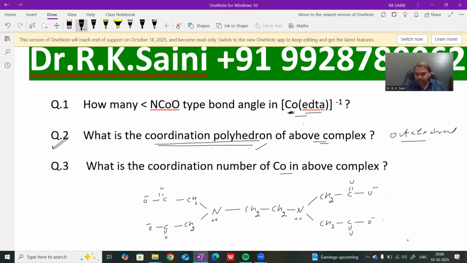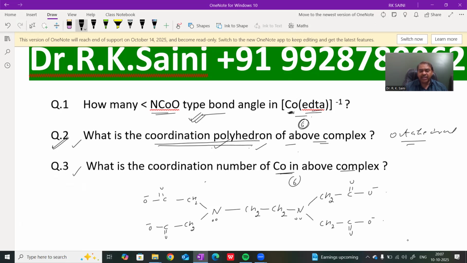What is the coordination number of cobalt in the above question? The coordination number of cobalt is also 6 because cobalt makes 6 coordinate bonds, or 6 covalent bonds, with one EDTA. Therefore, the second and third questions are solved. Which coordination polyhedron? Octahedral. What is the coordination number of cobalt? 6. And now we check the number of NCOO type bonds.